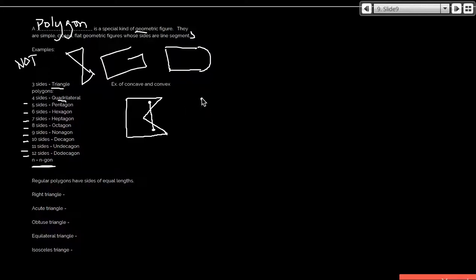A convex polygon would look like this. Whoops. There's no way I can put a point. This should be straight. 2 points in here can never leave it, so this is called a convex. So this is concave, this is convex. So regular polygons, if you ever see the word regular, it just means all the sides are the same. So regular polygons have sides of equal length.